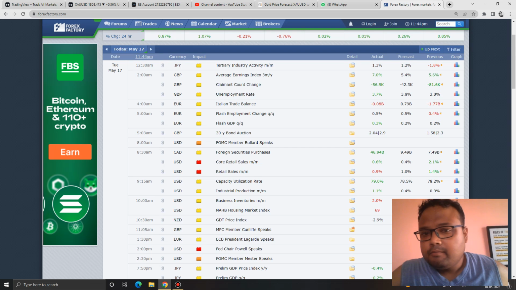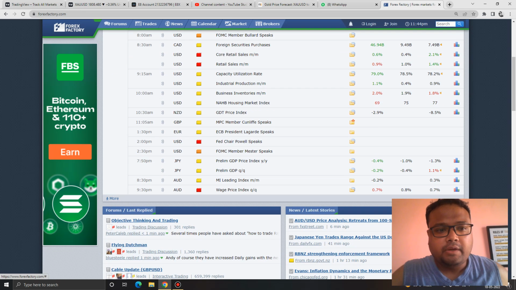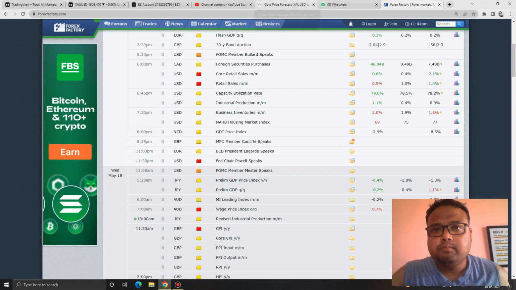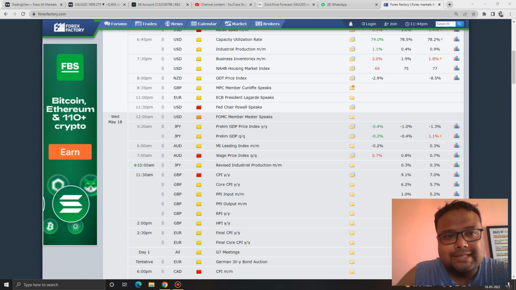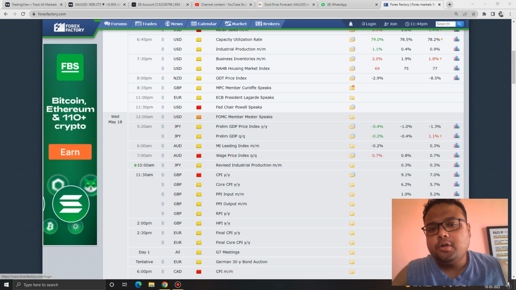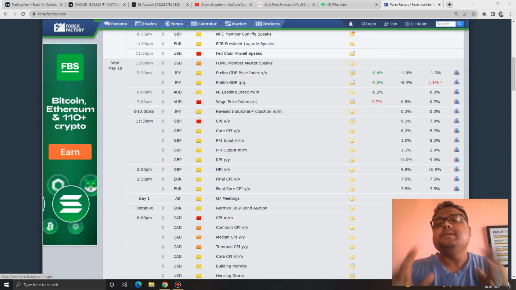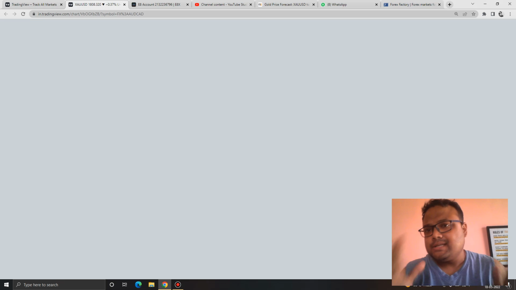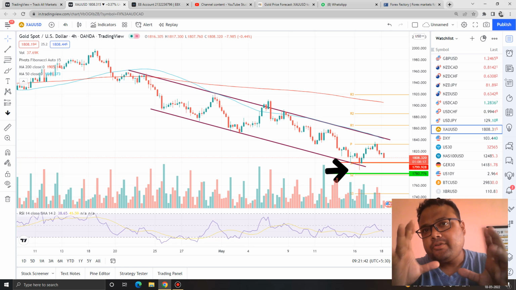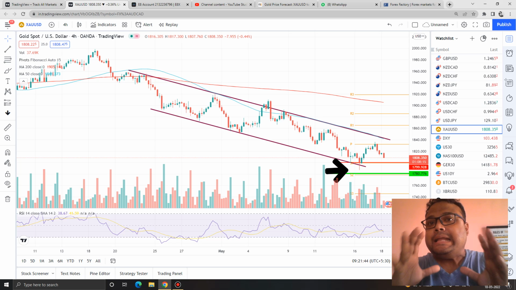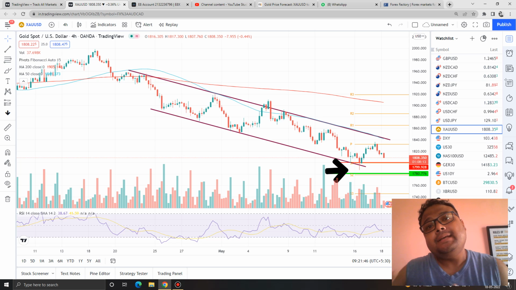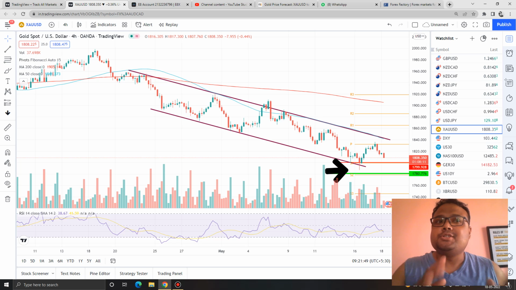And today, if you look at forexfactory.com, we can see that on May 18 we do not have any big event coming up that will bring crazy volatility to the market. So overall we can assume that the present trend of gold may remain intact. As a result, we may see further selling on the chart of gold.